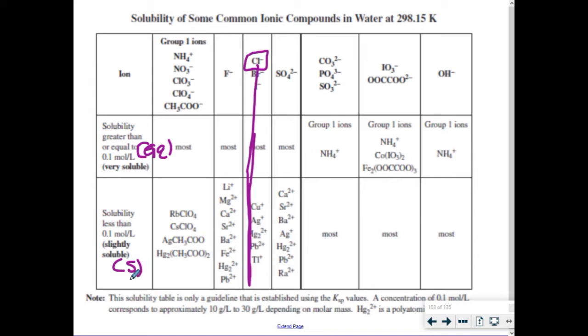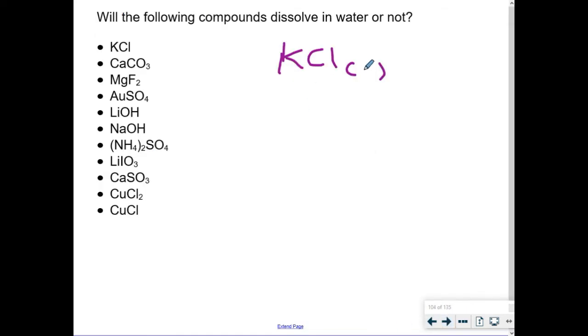If it fits in the bottom category here, we'd write a solid. If it's anything else, we write AQ. So what fits in the bottom category? Well, if you combine copper, silver, mercury, lead, or thallium with chlorine, it would be solid. But otherwise, it fits into the most category. So based on how this chart works, you would say that KCl should be aqueous. And that would be a good indicator so that you're not just randomly guessing what state of matter to use, but you have a little bit more information. It's a pretty decent chart for that.